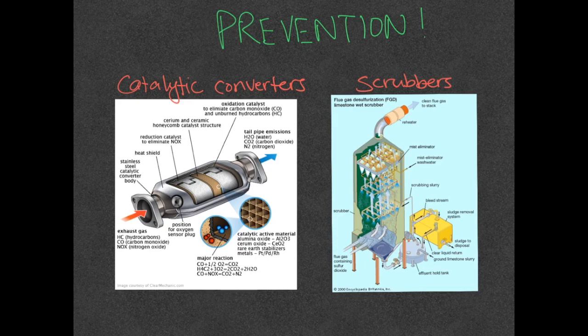For scrubbers, this is found in factories, and so naturally there's a bunch of sulfur inside of the coals, and so what they do is the same thing: they take the gas containing a lot of sulfur oxides, and it goes through all these scrubbing slurries. And then what happens is it causes the sulfur to go to the bottom, and so all the air without the sulfur is going to release out the top of the smokestacks, and then all the sulfur will travel down and go into the sludge removal system.